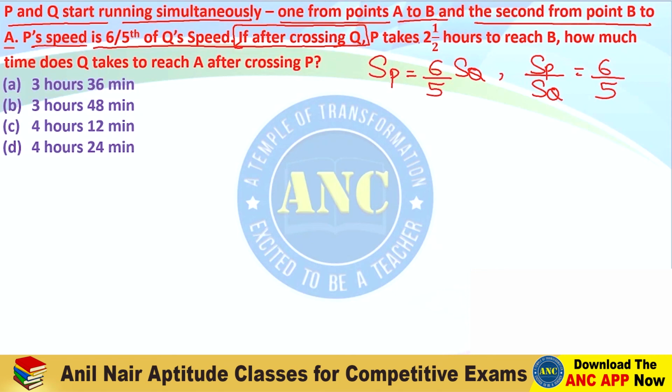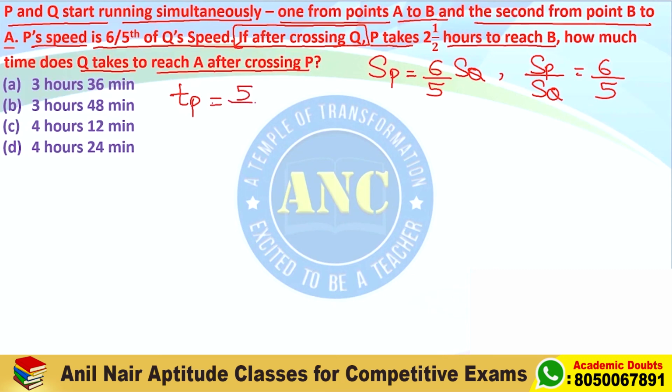If after crossing each other, P takes 2.5 hours to reach B, that is the time taken by P. And how much time did Q take to reach A after crossing P? That means the time taken by P is 2.5 hours, which is 5 by 2 hours. The time taken by Q is what they have asked in the question.